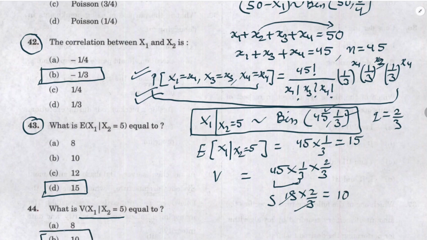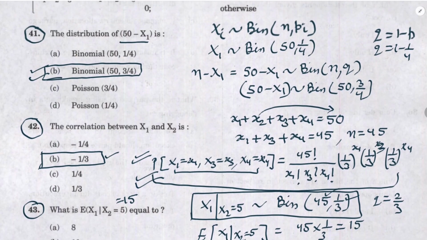Option B is correct. The variance is 10, the mean is 15, the correlation is 1 upon 3, and the marginal distribution of 50 minus x1 is binomial (50, 3 by 4).